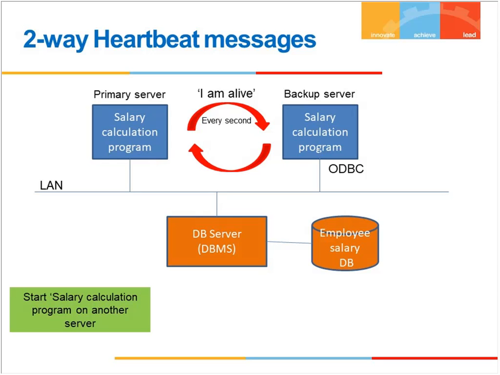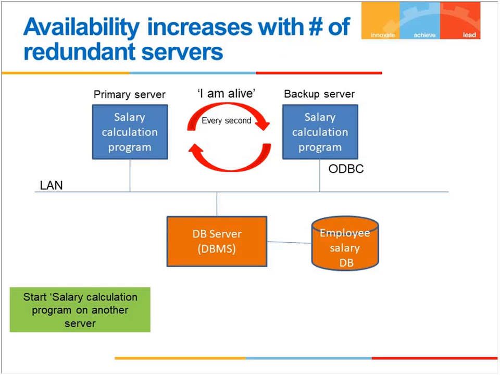So therefore, the two-way heartbeat message is required, so that the primary also knows the health of the backup, and the backup also knows the health of the primary. And if any one of them fails, they can take appropriate action to bring up one more server. Okay. So now coming to some questions.